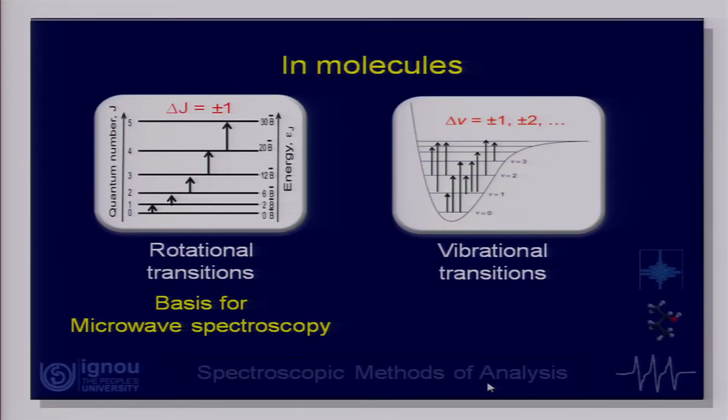Another possibility is, if I give radiation of appropriate energy, there can be transitions from a given vibrational energy level to higher vibrational energy levels. This forms the basis for our IR spectroscopy. This again we will discuss in much detail later on. This is one method by itself, and we will discuss it at great length.